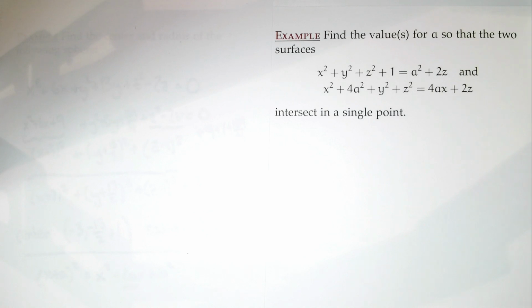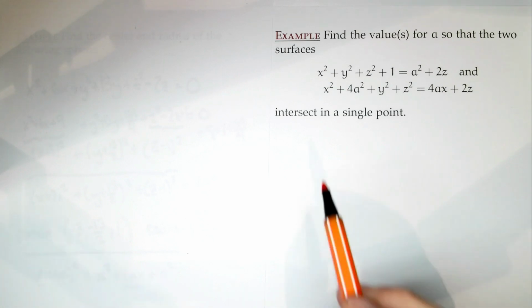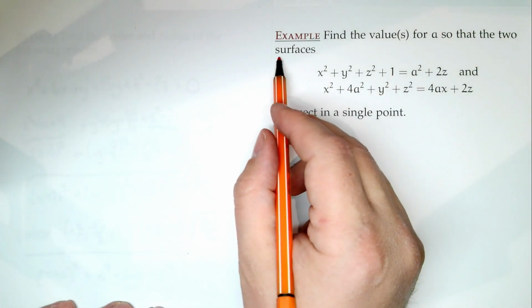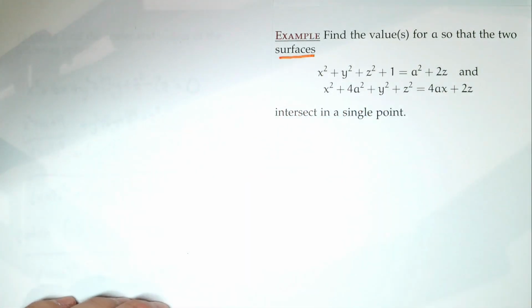All right. So find the value, or possibly values, for a, so that the two surfaces, x squared plus y squared plus z squared plus 1 equals a squared plus 2z, and x squared plus 4a squared plus y squared plus z squared equals 4ax plus 2z, intersect in a single point. Now, of course, there's some obfuscation here, because there's this word surfaces. We are going to learn about more surfaces. What surface have we learned about already, though?